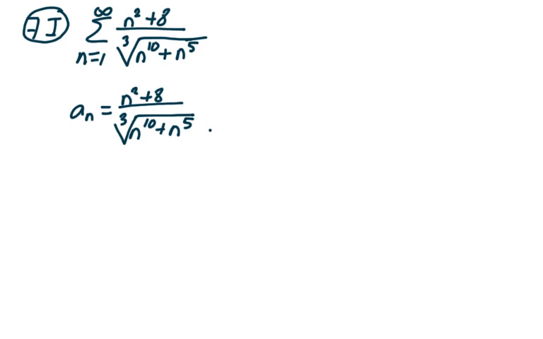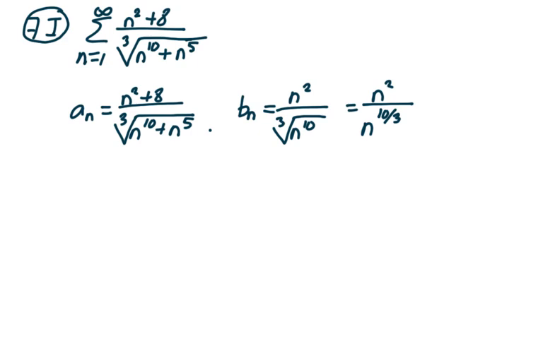limit comparison test. So I'm going to look at the term in the numerator with the highest degree, which is n squared, and the term in the denominator with the highest degree. Within that radical, it's n to the 10th, right? Within the radical. So I'm going to divide by the cube root of n to the 10th. But this is n squared over n to the 10 thirds, which is 1 over n to the 4 thirds.